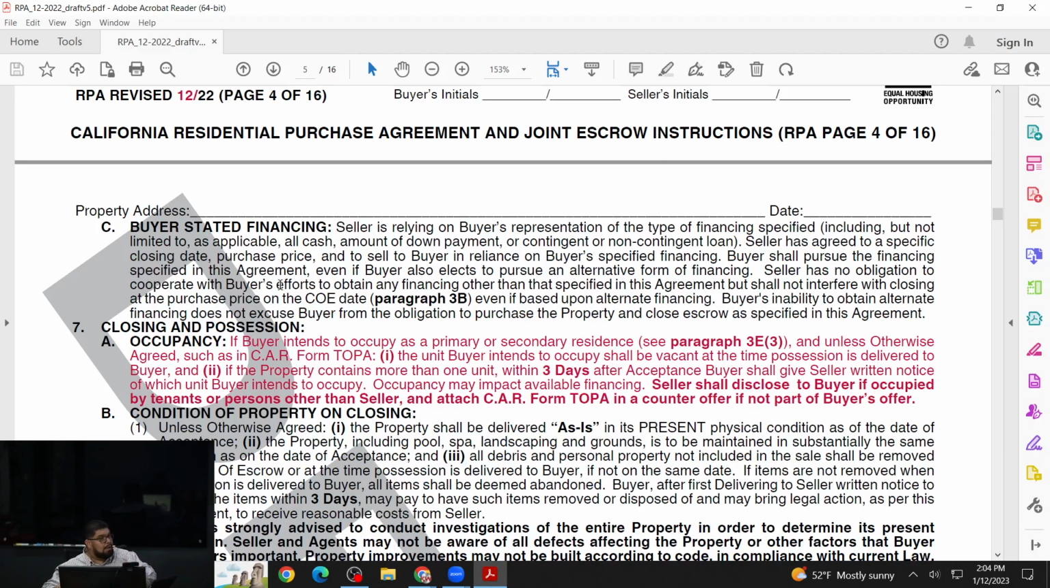In this new statement, Ariana, my client, has to indicate to the seller, Brandon, which unit she intends to occupy. Because according to this, if buyer intends to occupy as primary or secondary residence, and unless otherwise agreed, such as in the TOPA form, the unit buyer intends to occupy shall be vacant. So it's making it contractual that Brandon has to make sure that the unit she is specifying is vacant by the time we close escrow.